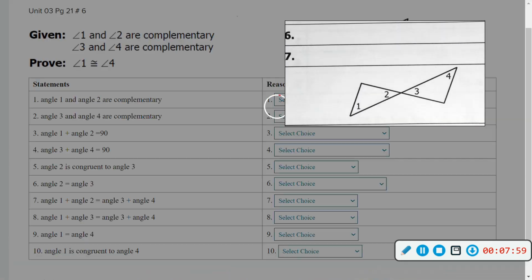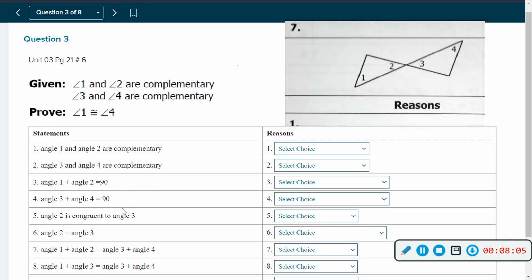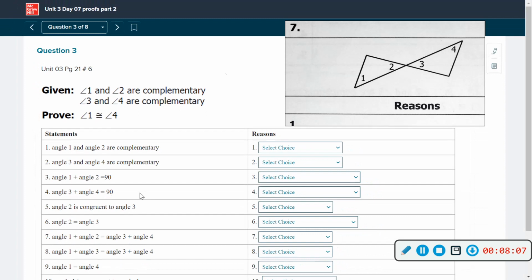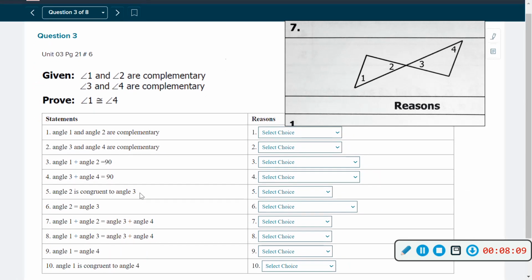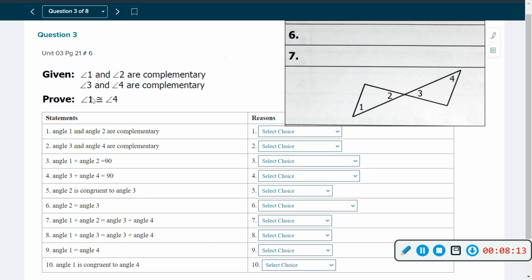All right, so we are now on number 6. So page 21, number 6. Let me just zoom out a little bit here. Get that to fit just so. All right, so here we go. We have angles 1 and 2 are complementary, 3 and 4 are complementary, and we're trying to prove that 1 and 4 are congruent.